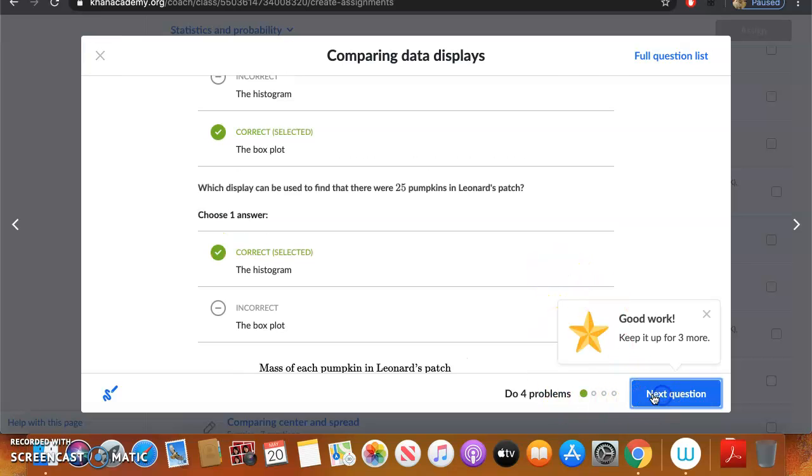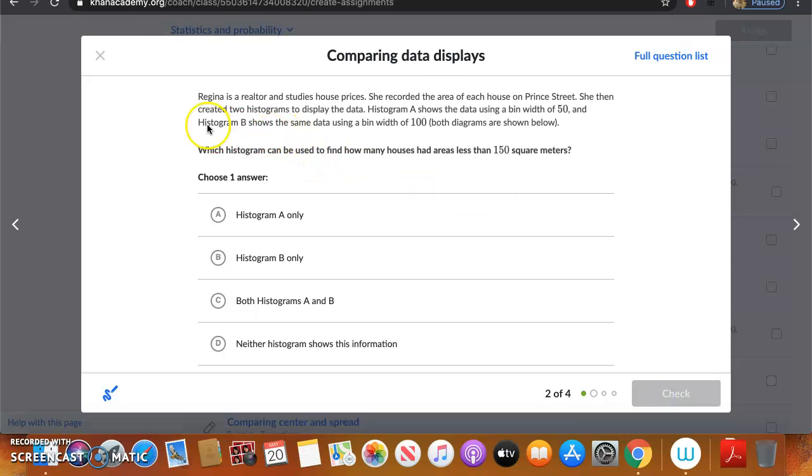All right, let's move on to another one. Regina is a realtor and studies house prices. She recorded the area of each house on Prince Street. She then created two histograms to display the data.